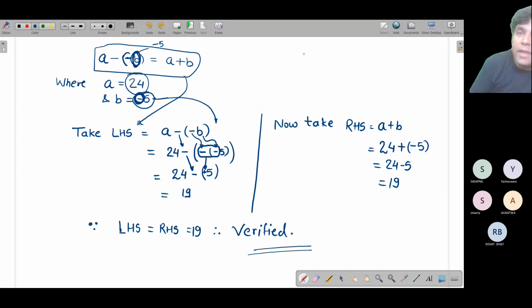If there are three minus signs, that means minus minus becomes plus, and after this, this plus and minus finally becomes minus again. Getting my point? Yes, sir. Okay, that's why the two minus signs are given in the problem, and one minus sign is given with the value of B. Correct?